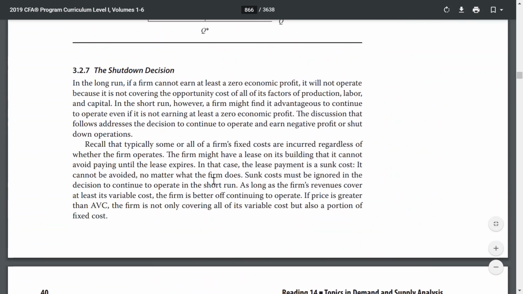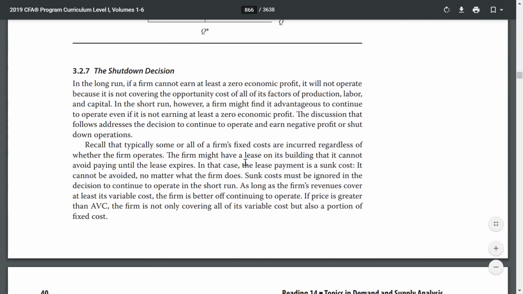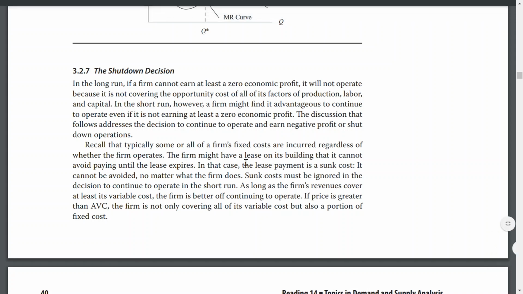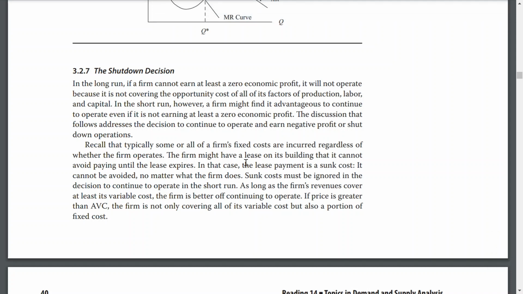Okay, the shutdown decision in the long run. If a firm cannot earn at least a zero economic profit, it would not operate because it is not covering the opportunity cost of all of its factors of production, labor and capital. In the short run, however, the firm might find it advantageous to continue to operate even if it is not earning at least a zero economic profit. The decision that follows addresses whether to continue to operate at a negative profit or shut down operations.